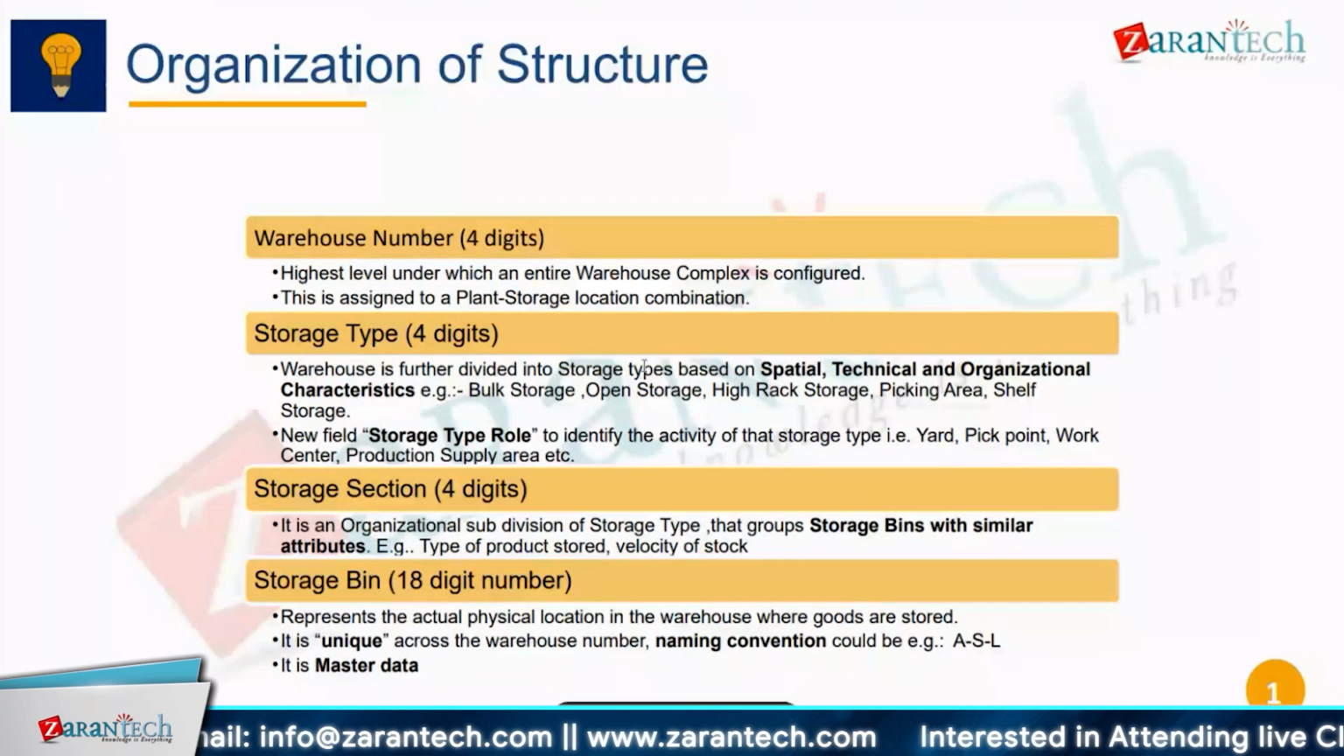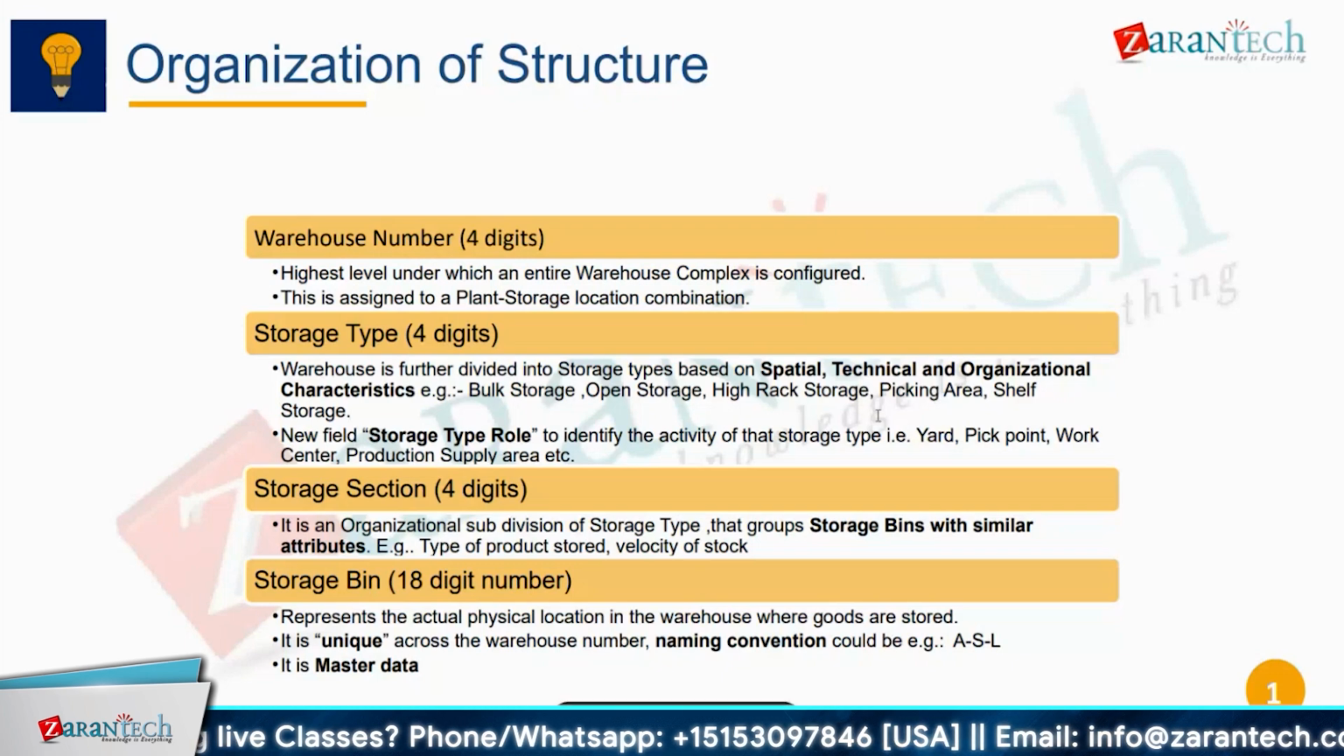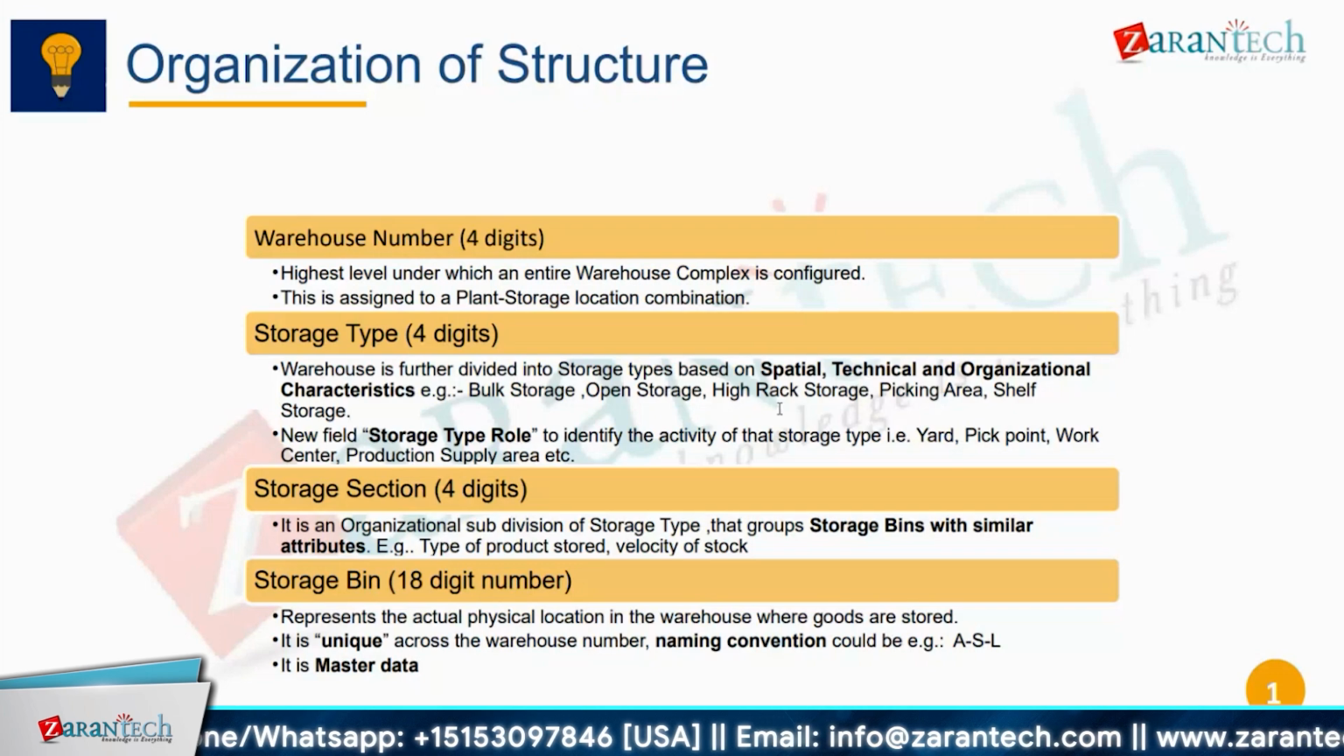Then after storage type, it is further subdivided into storage sections. A storage section would be a subdivision of a storage type. It will be combining some of the storage bins. What are we going to do by combining these storage bins? Let's take an example, for example tires. Let's say we need the tires on an urgent basis. Then probably we would place them in such an area in our warehouse where they could be picked quickly and delivered. Tires is not a good example.